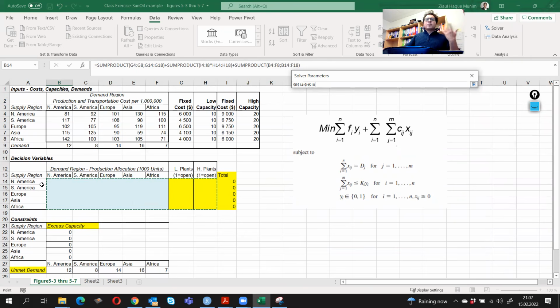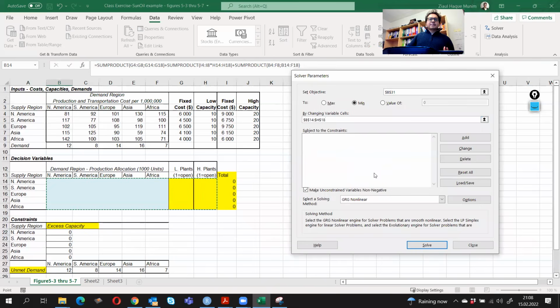The values correspond to this part here, like how much will be delivered from one location to another location, and if our plants are going to be open or not. So in the formulation of the problem we discussed, we mainly have these two variables, yi and xij. These are our two main decision variables. Okay, so we select them here by changing cells.